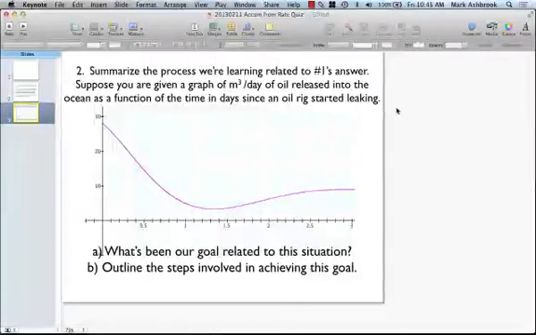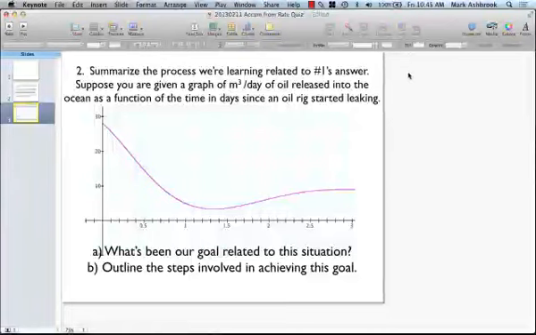Okay, so we got this rate graph. Our goal is to find the total accumulation of oil that's leaked out of the rig, either at a particular time or as a function, as an accumulation function. That's our goal. So, what was the first step? To get an interval of x.